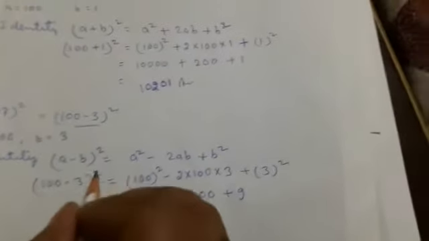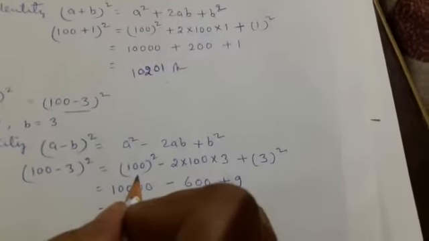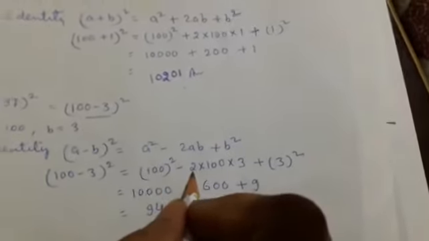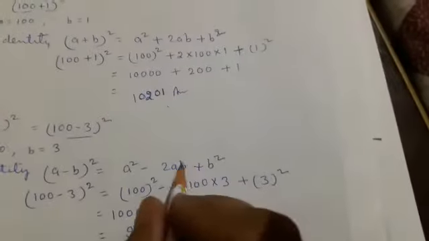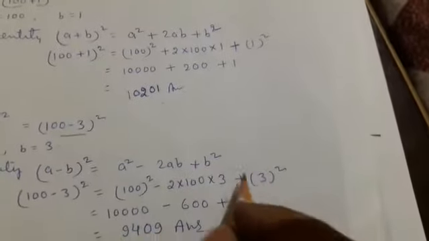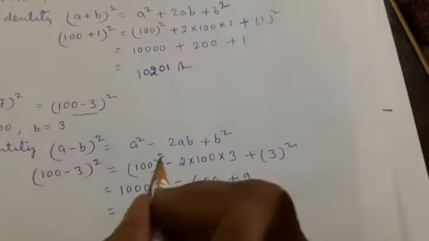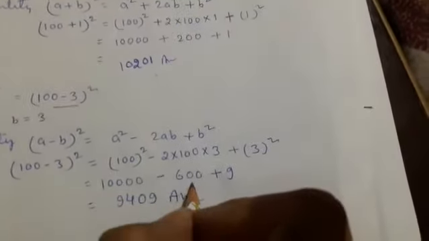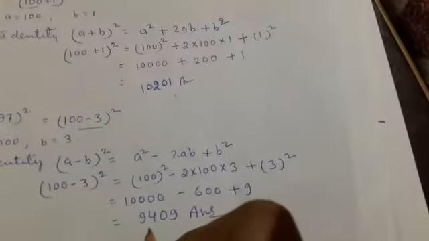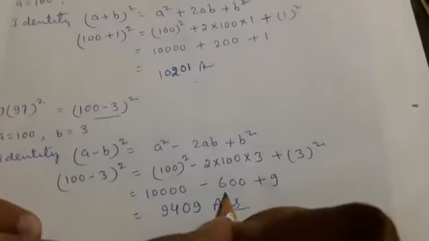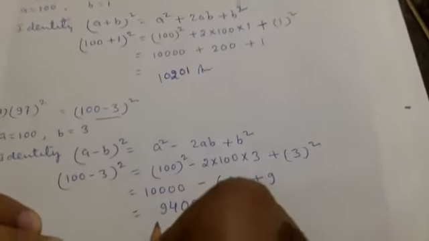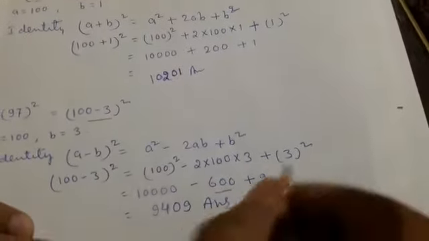In place of a we will write down 100, and in place of b, 3. (100 − 3) whole square is equal to 100 square minus 2 into 100 into 3, where 3 is the value of b and 100 is the value of a, plus 3 whole square. So 100 whole square means 10,000 minus 600 plus 9. When you add 10,000 plus 9, we get 10,009 minus 600, which is equal to 9,409. This will be our answer.